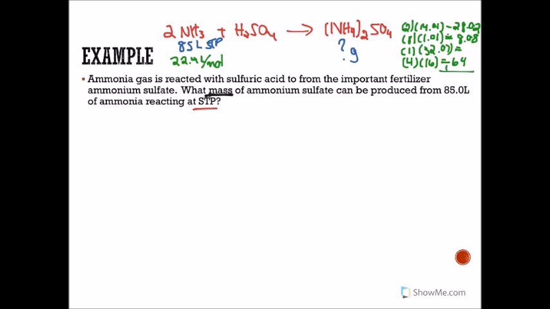So we add all those up. We got 28.02 plus 8.08 plus 32.07 plus 64. You get 132.17.